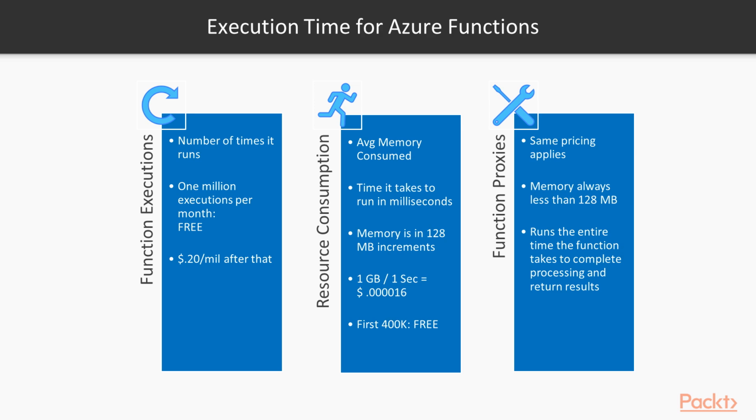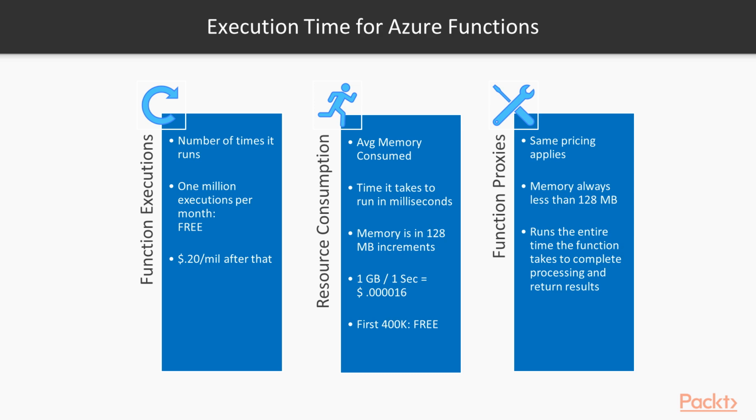Resource consumption, however, is the average memory consumed, and then the time it takes to run based in milliseconds. And the memory is 128 megabytes. So 1 gigabyte running for 1 second is 1600 thousandths of a dollar. And the first 400 gigabytes per second are free.